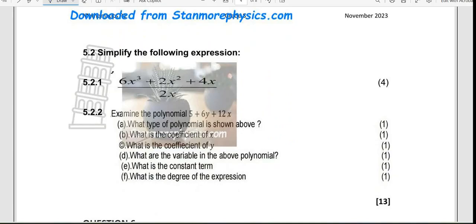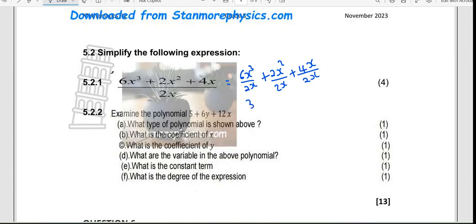Let's proceed to this question. Simplify the following expression. The first thing that we need to do is to simplify the expression, guys. If you see that the denominator is a single variable, you're going to divide each term of the numerator by the denominator. It's going to be 6x to the exponent of 3 divided by 2x, plus 2x squared divided by 2x, plus 4x divided by 2x.